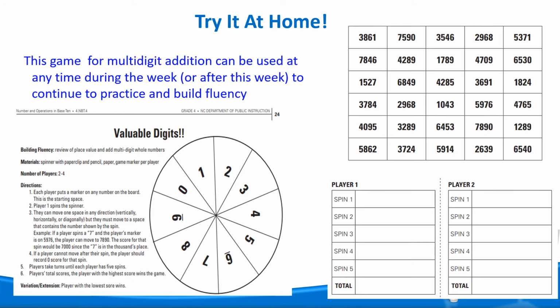Finally, your packet will include a fluency game to review a skill already taught in 4th grade. Valuable digits covers place value and multi-digit addition. Using a paper clip and a pencil, a spinner can be created for the wheel. Students will develop a strategy for getting the greatest values with the digits they spin and then add up the totals. This game can be played this week or at any time.